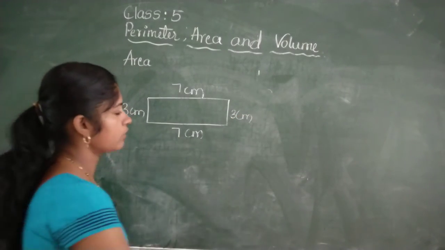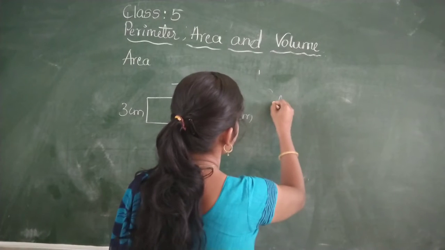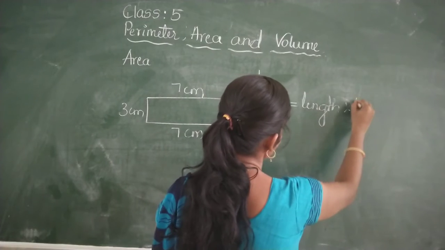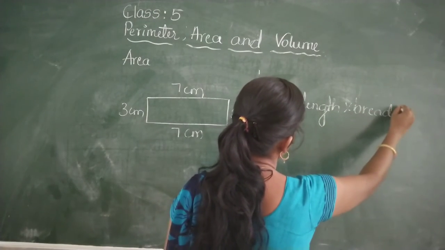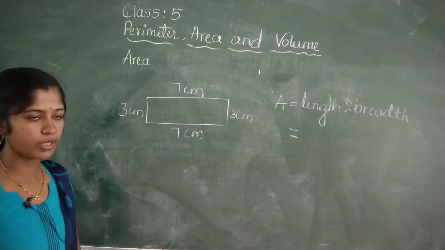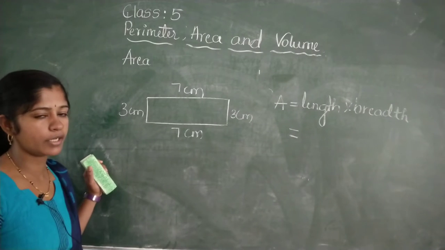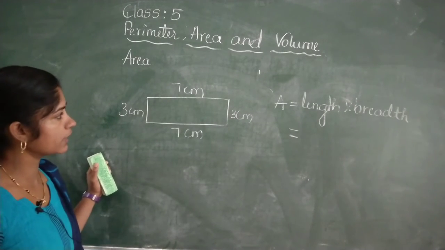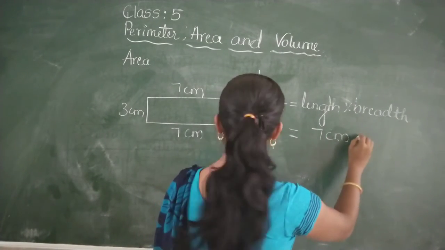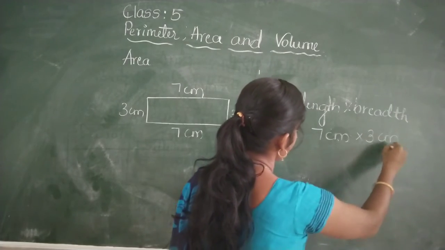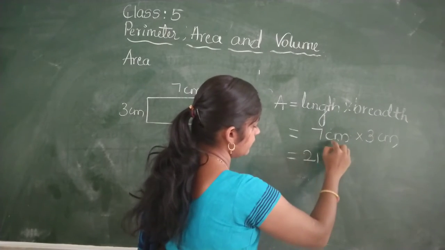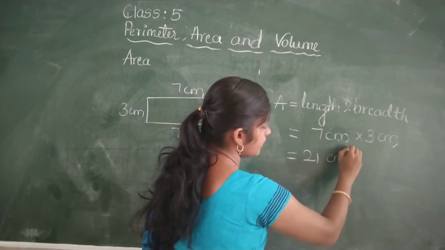So what is the formula? Yes, the formula is area is equal to length into breadth. Okay, if you know length into breadth, then you can find the area of the rectangle very easily. So see what the length is. Length is 7 centimeter and breadth is 3 centimeter. So 7 3s are 21 centimeter into centimeter, square.